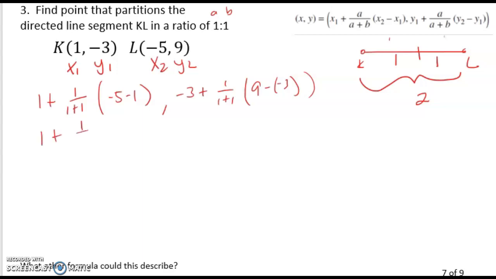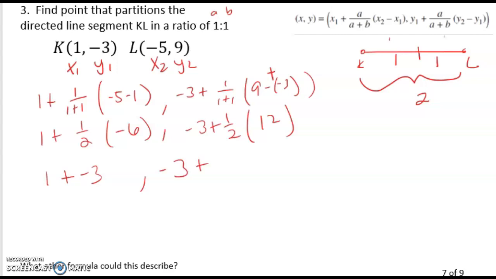So 1 plus 1 over 2, -5 minus 1 is -6. Okay, -3, 1 over 2. I don't know why I put parentheses. Let me go back. -3 plus 1 over 2. 9 plus 3 would become 12. That becomes 1 plus a -3, comma, -3 plus 6. This will be -2, 3. So my point that partitions is -2, 3.